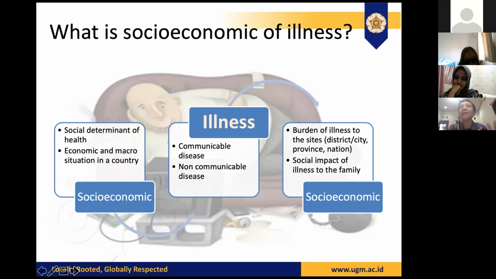So when somebody is sick, this can also impact the economic situation. Even though it may not make you broke, you will lose some money when you are sick. So this is why the socioeconomics of illness can be both a cause and an effect.